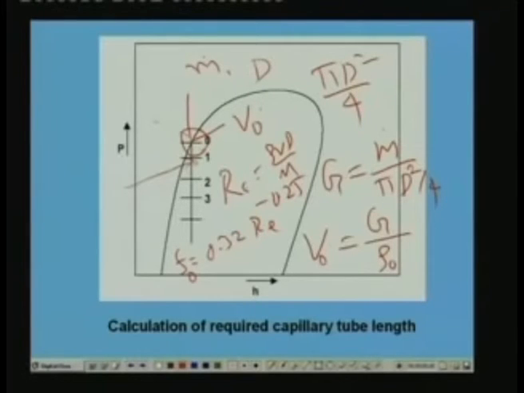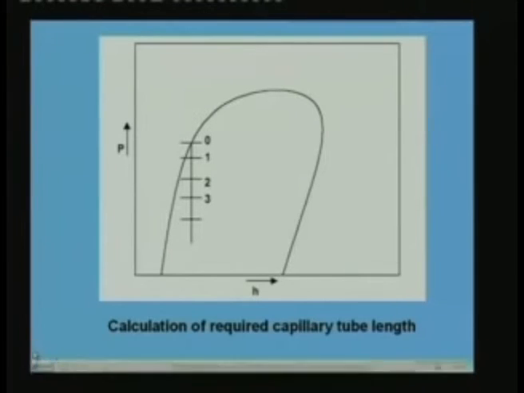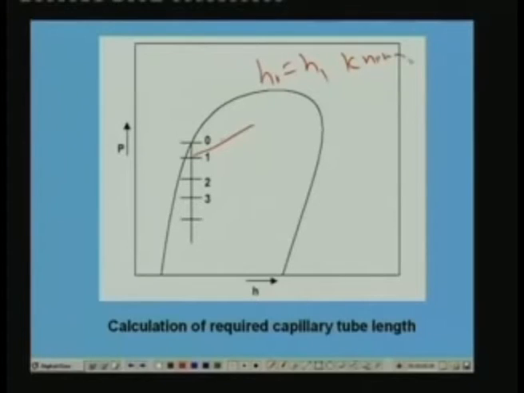Once you assume the suitable temperature drop, that means you come to the point 1. Okay, so you come to the point 1, and if you assume that the process is isenthalpic, that means H0 is H1, which is known. Okay, and this temperature is known because you are assuming a suitable temperature drop. So this temperature is known, so you can fix this state.